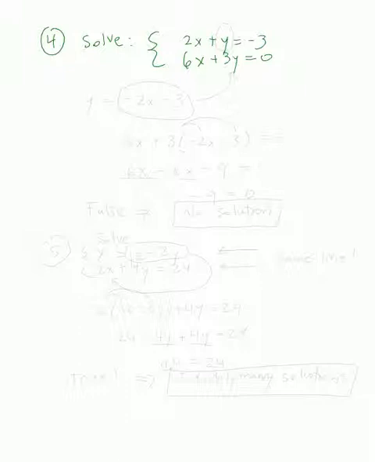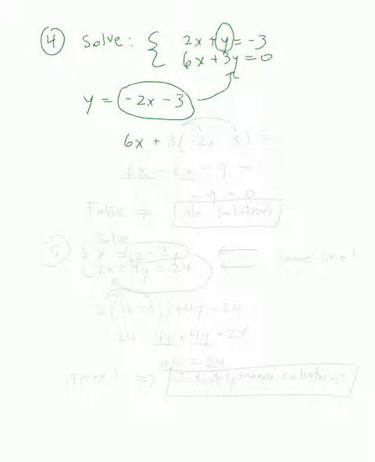So first we're going to solve for one variable in terms of the other. Notice that this is the easiest one. So we get y equals, if I subtract 2x from both sides, I end up with y equals negative 2x minus 3. So I'm going to take this and substitute it in for y right there.